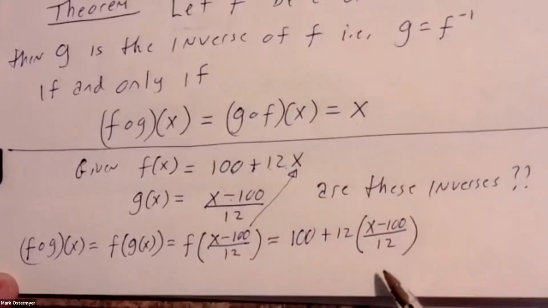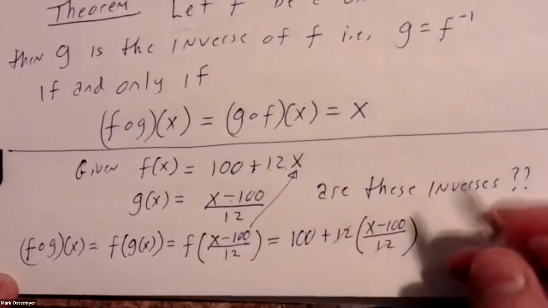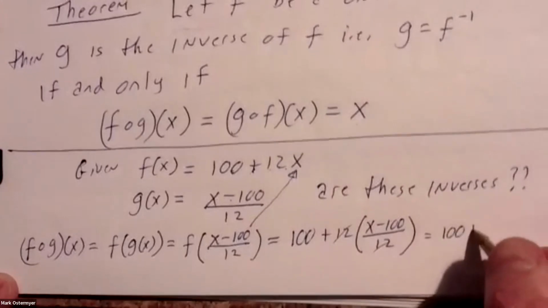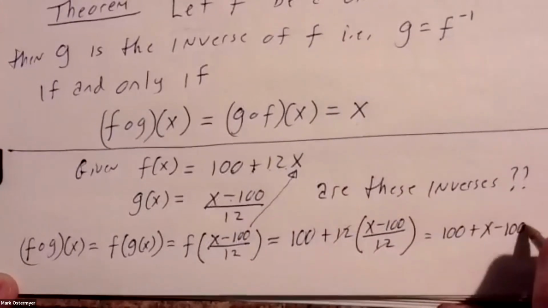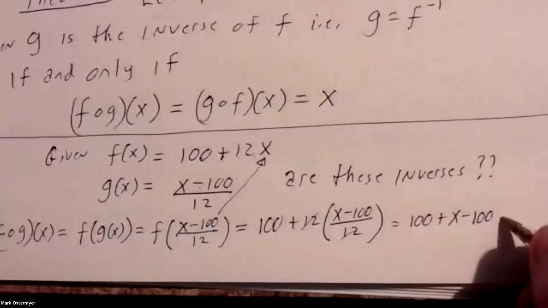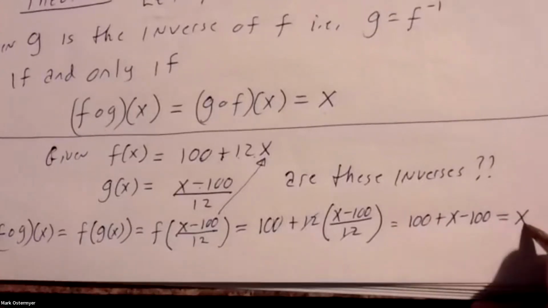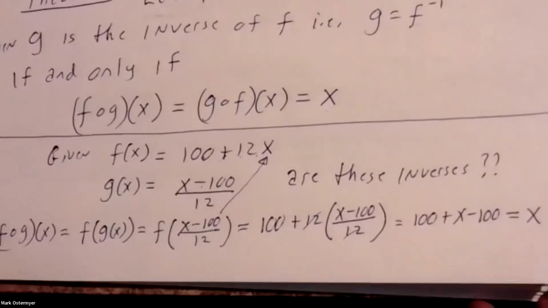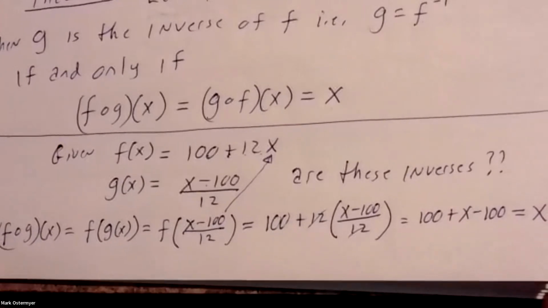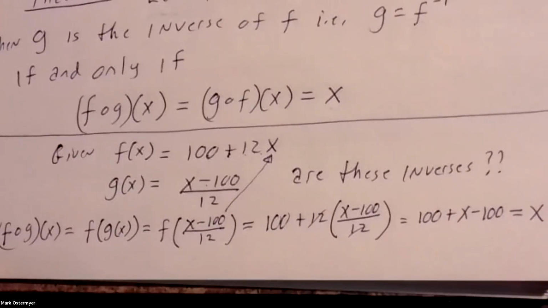But what happens to the 12s here? These 12s cross reduce out, and we're left with 100 plus x minus 100. Oh, but what happens to the hundreds? They drop out. So we're left with x. So we have shown that f composed with g of x is equal to x. Everybody see that there? That's still not good enough to say that f and g are inverses of each other.